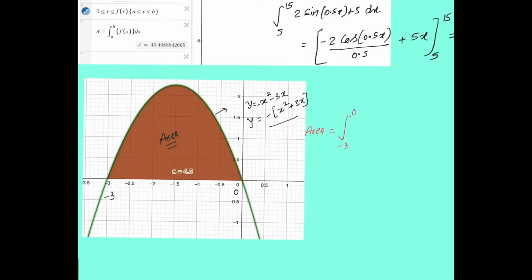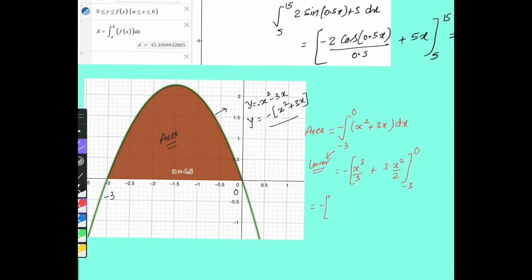So negative 3 to 0, that's the lower limit. Remember, the lower part is the smaller value. You can say negative 3 is smaller than 0. So negative 3 to 0, x squared plus 3x, you can put the negative outside. You integrate it, you just use the power rule: x cubed over 3 plus 3 times x squared over 2. Apply the limits, negative 3 to 0. Don't forget to write minus because it was negative already.